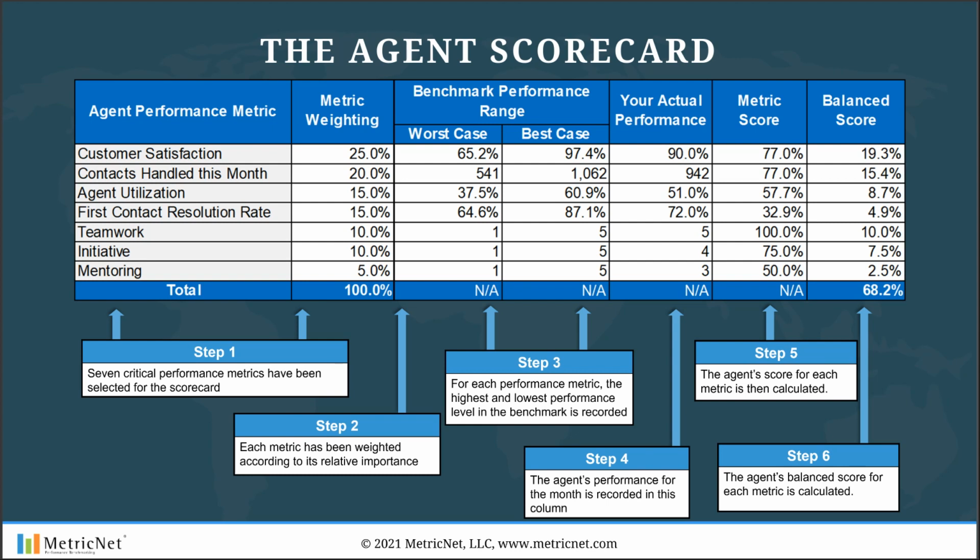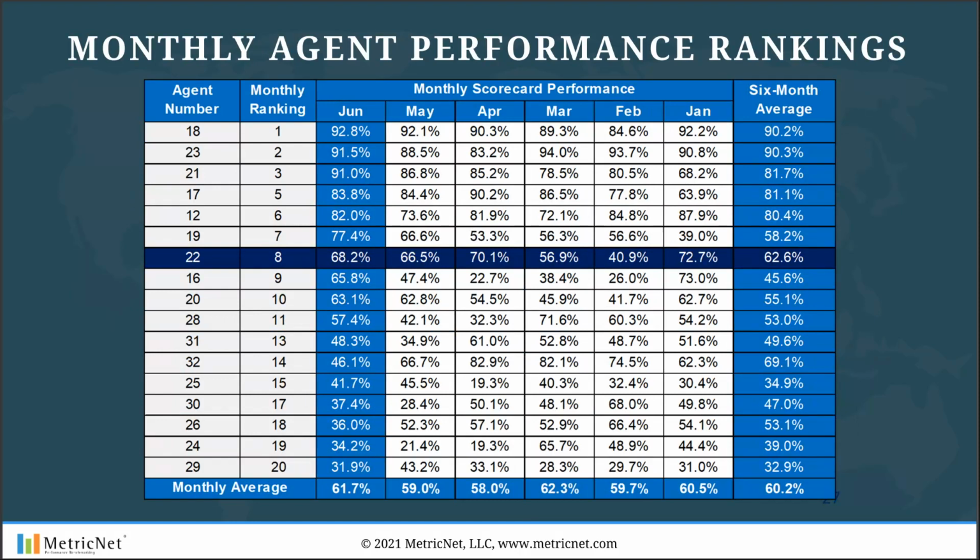And so sitting down, here's what I would tell this agent when I look at the metric score, second column from the right. They did well on customer satisfaction. Their metric score was 77%. They did well on contacts handled. They did okay on utilization. Their FCR was not good. They were at 32.9% on the metric score there. They were great on teamwork, pretty good on initiative, needs improvement on mentoring. We can simply look down that second column from the right and coach this particular agent on how they can improve their overall agent score on a monthly basis.